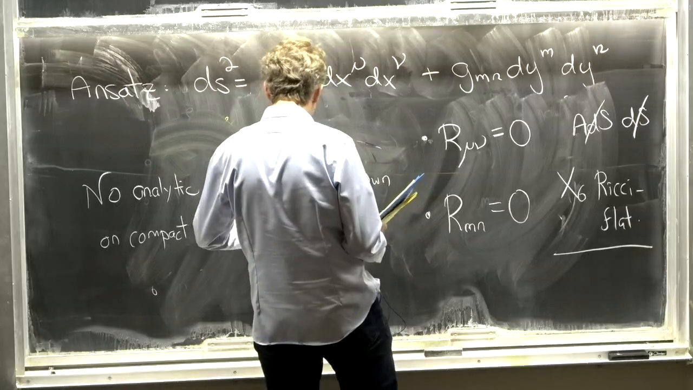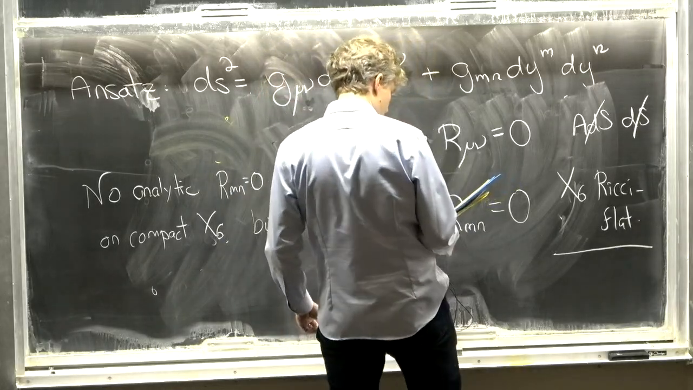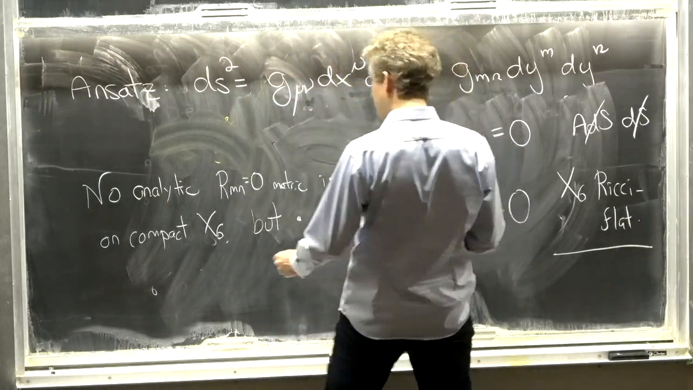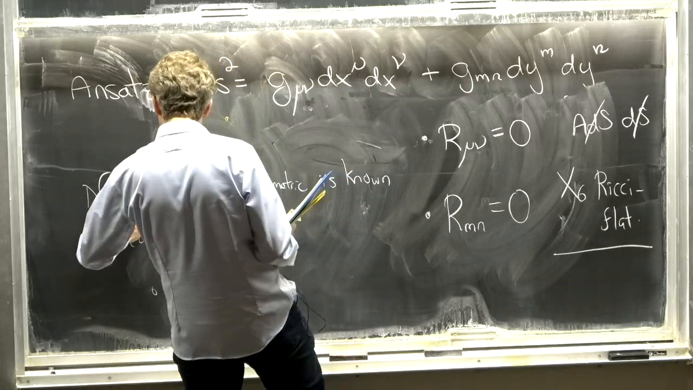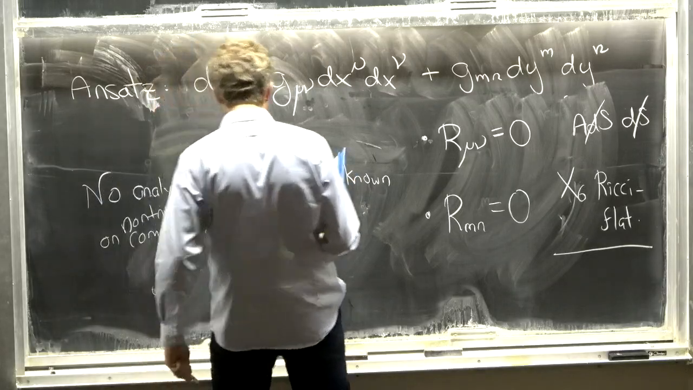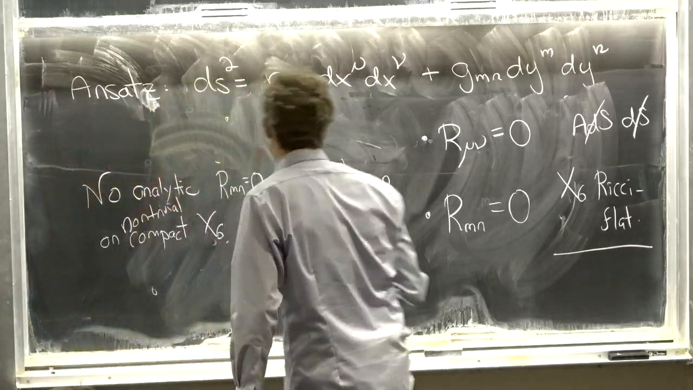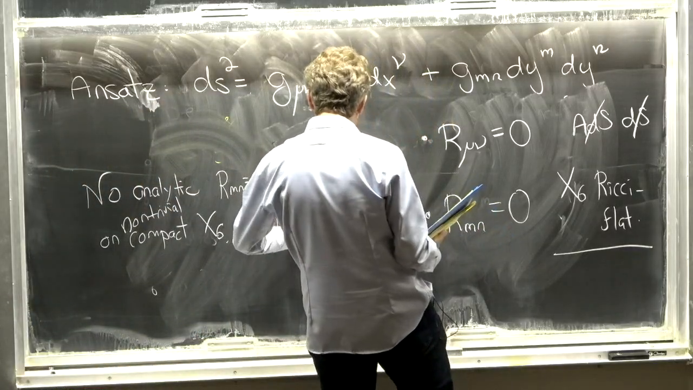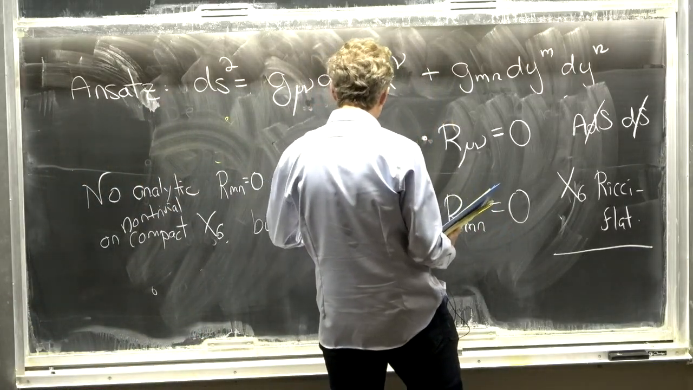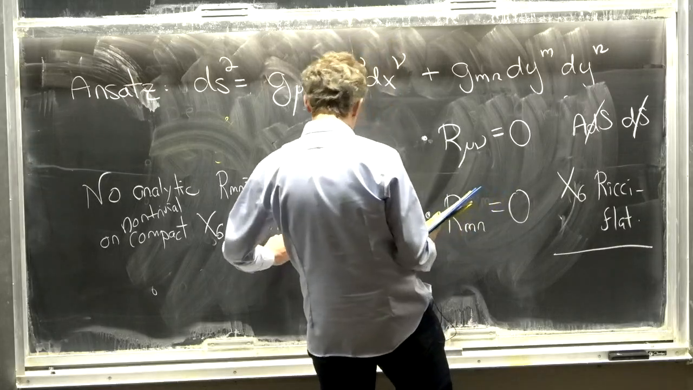But, okay, I have a list of 3 modifications. Oh man, in my notes I said is known on non-trivial compact X6. See? But okay, approximations exist, and numerical results exist.